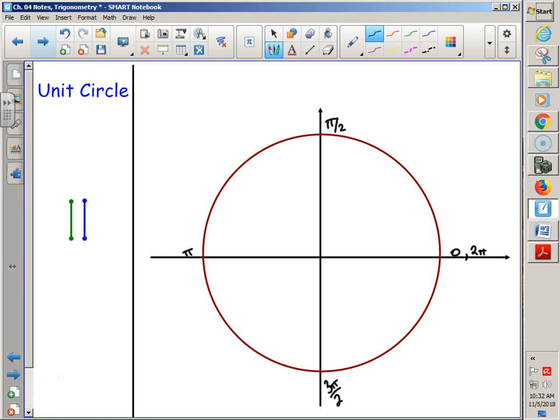Now, if the radius of the unit circle is 1, then can't we make this point 1, 0, because it goes over 1 up 0? Can't we make this one 0, 1? So what would this point over at pi be? Negative 1, 0. And then down here we have the point.